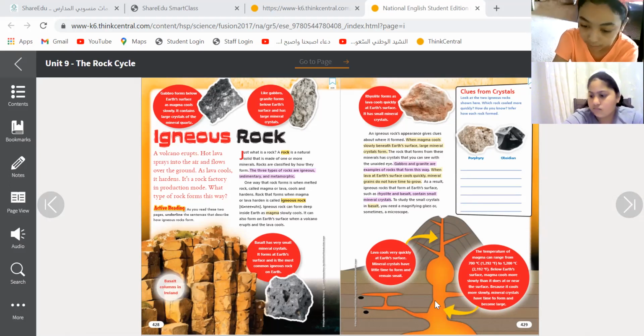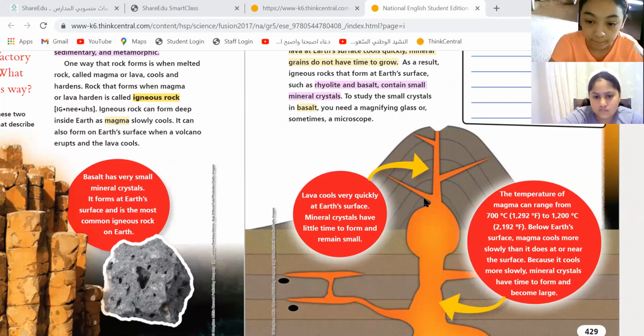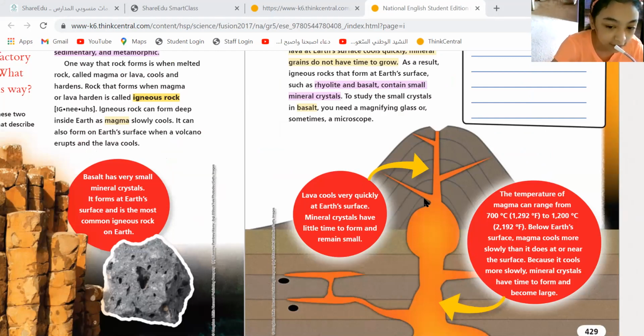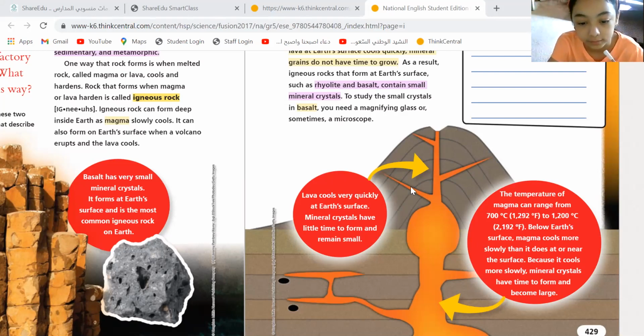Look at this volcano when it's erupting, Yafiruz. We're talking now about the igneous rock. All the magma and lava will go up and erupt out of the volcano. When it cools down, what happens? When the lava and the magma outside cool down, what happens? They form rocks. Is that right? Yes, this is what we are talking about. After they form rocks, now I'm going to put them into two groups.